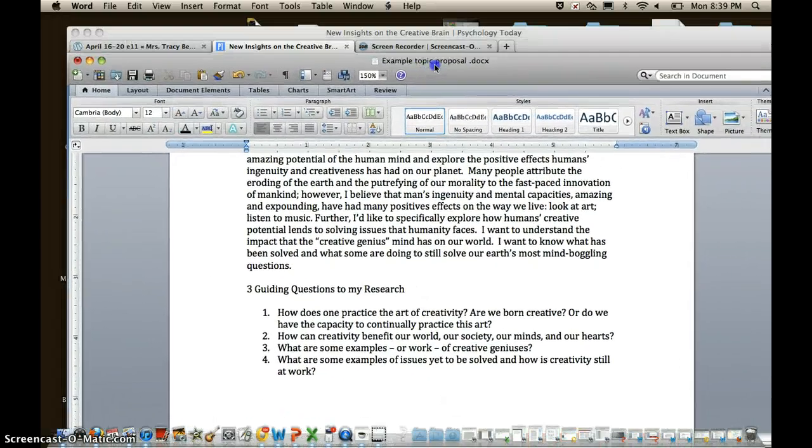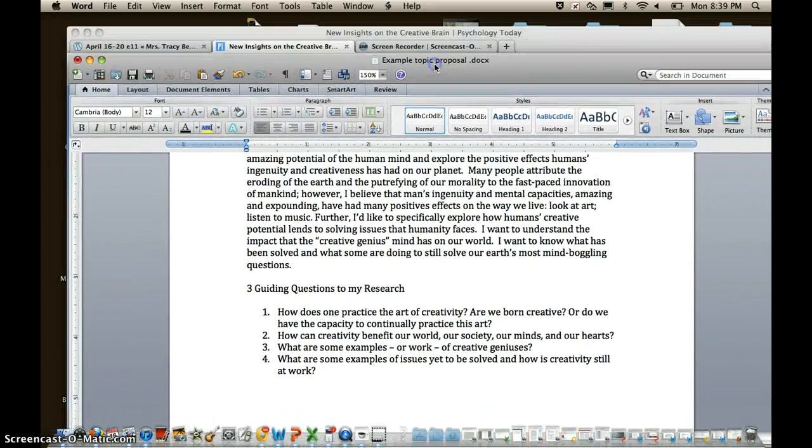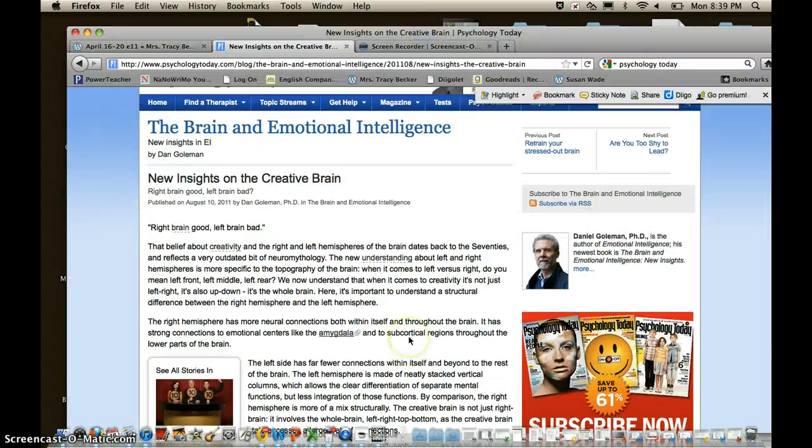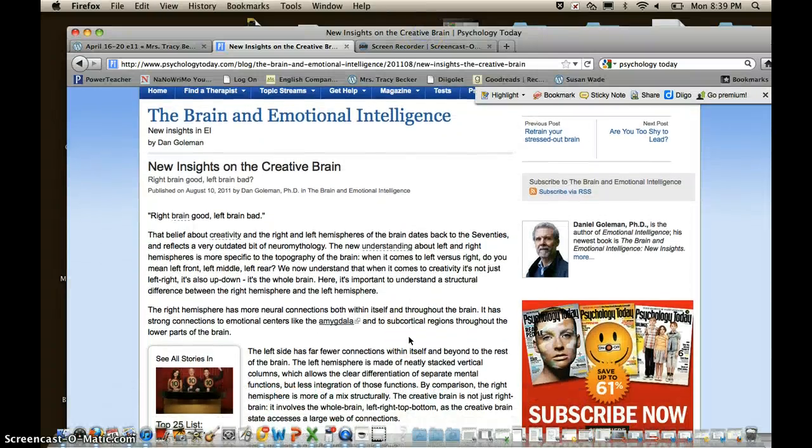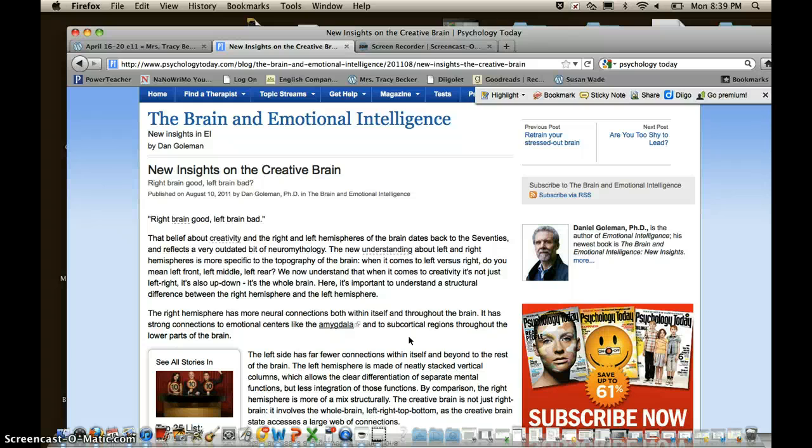So I'm going to take you to one of my resources that I found in Psychology Today. This one I found interesting, and actually this kind of helped me develop my topic a little bit. This is called The Brain and Emotional Intelligence, New Insights on the Creative Brain. So I'm just going to remind you that if you are in Diigo, I just press my Diigo and it pops up with all of these wonderful little sources here to use.